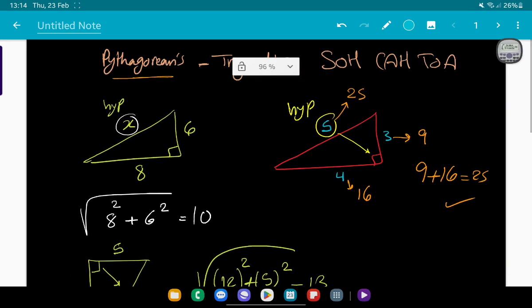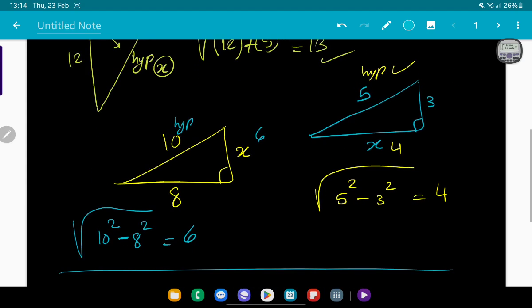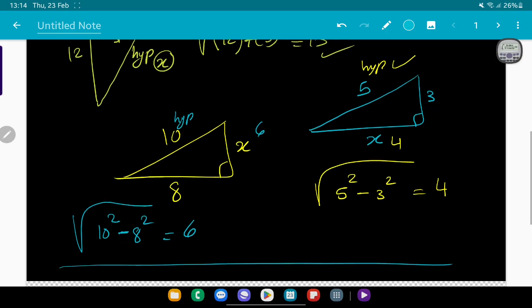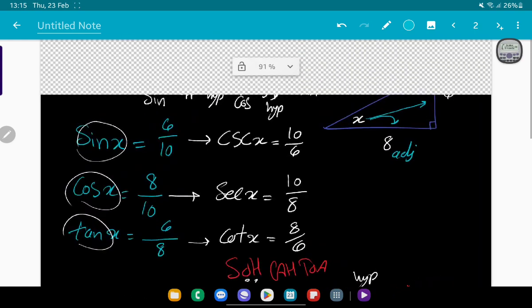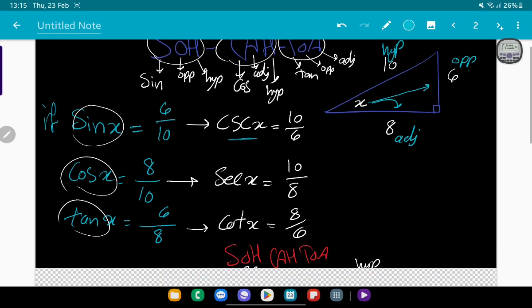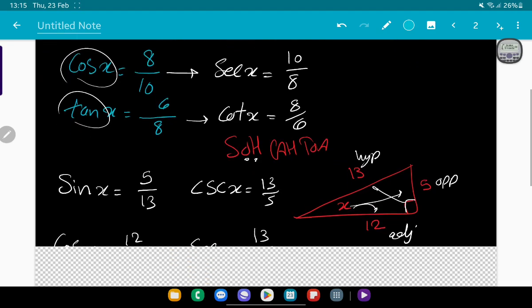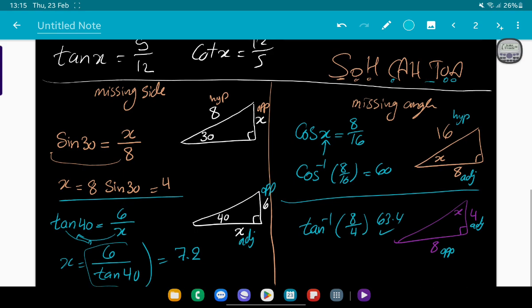Again, if the hypotenuse is missing, we add. If the hypotenuse is given, here we subtract. Remember this is SOHCAHTOA. If sine is 6/10, then cosec is the inverse, 10/6. Cosec is the inverse of sin, tan is the inverse of cotan. And we have 4 examples of missing side and missing angle.